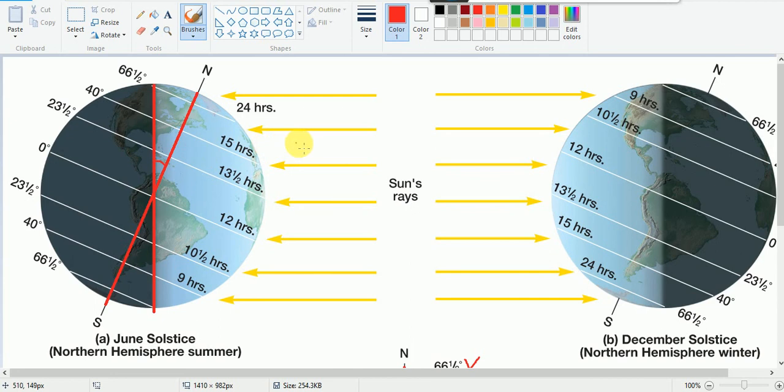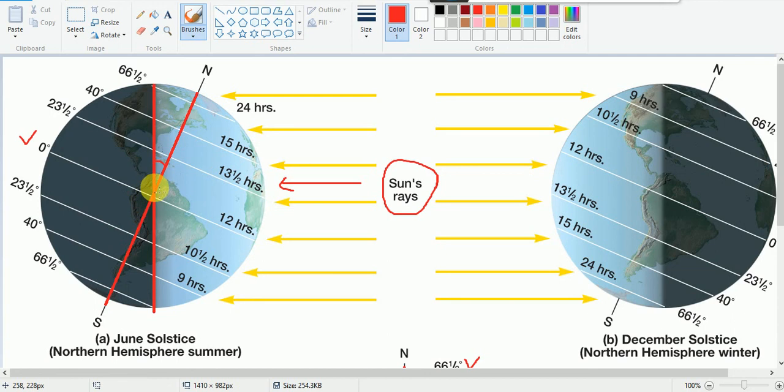with the change of the season you will find differences in the daytime and the nighttime in different places of the earth. So here in this case, the earth's axis is inclined towards the sun. Let us assume our sun is here, and these are the sun's rays. In this case our earth's axis is inclined towards the sun, and at this time along the equator, we have the equator here, 0 degree.